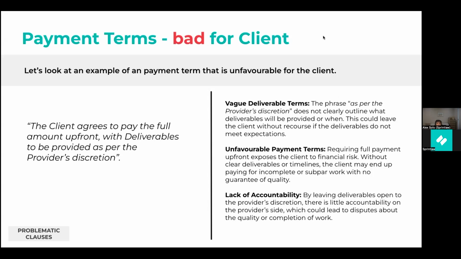And some of the specific wording here says deliverables to be provided as per the provider's discretion. It doesn't even tell you when you're getting the deliverables, what quality they're going to be, and if they're terrible, there's nothing in the agreement that says you've got any rights to claim. And again, you've got that financial risk with the upfront payment, and not much accountability really for the service provider.